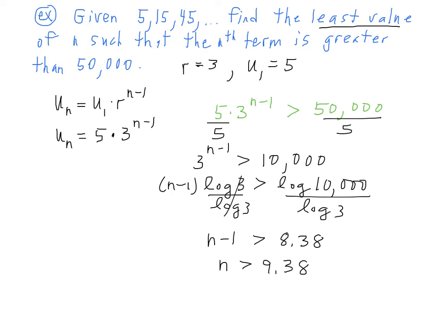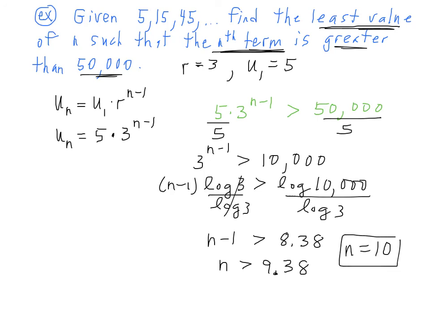So let's go back and understand what this question is asking for. We want the least value of n such that the nth term is greater than 50,000. So the question becomes, how do you round? Now remember, n represents the term number. So is it the 9th term or the 10th term? Even though this 0.38 would lead you to believe that we would round down to 9, if we look at the 9th term, it would not exceed 50,000. We would need to go to the 10th term for it to be greater than 50,000. So n would have to equal 10.